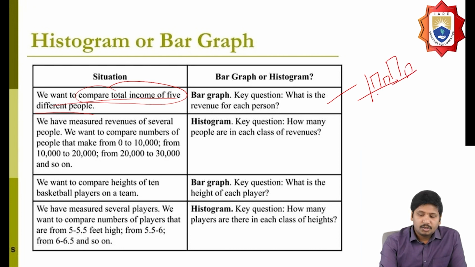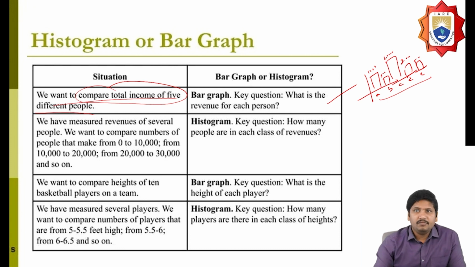How do we construct it? Let the five different people be A, B, C, D, E. For the incomes: 10,000, 5,000, 20,000, let it be 7,000, and for this one 5,000. So for the five different people, I'm going to show their incomes. But in a histogram, this would not be possible. So that is one example.